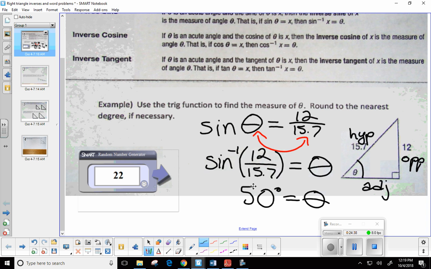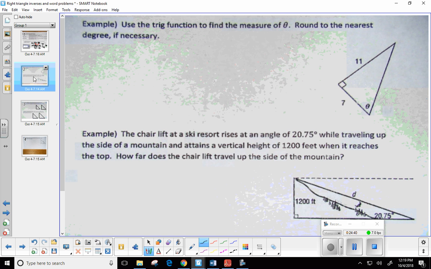Okay. So we'll go to the next one. And it's basically the same. So we're going to look at theta right here. So what do we have? Can somebody help me label the triangle? And then this long side will be the hypotenuse. And then so what trig function do we want to use for this one?